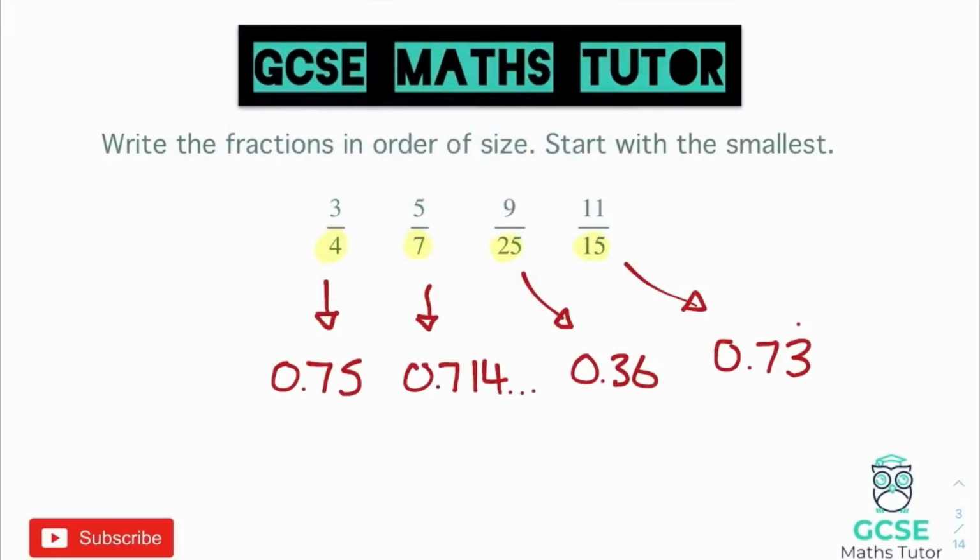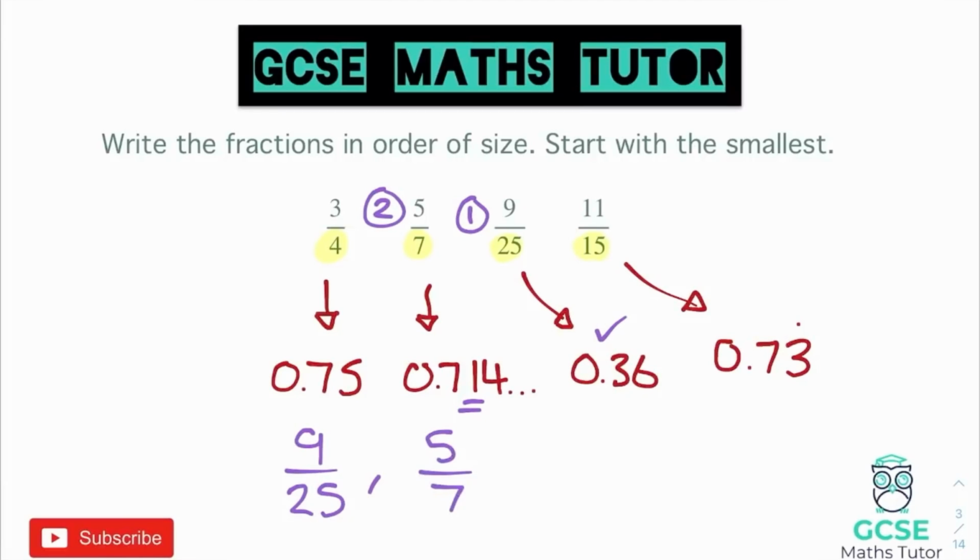So the smallest one is clearly the 0.36. So that's going to mean the 9 over 25 is our smallest fraction. So we'd write that one first and make sure we write the original fraction and not the decimal that we've used to help us. So that one's done. The next smallest is the 0.7 with the 1 after it, so this one here, the 5/7. So we're just looking at that second decimal place at the moment.